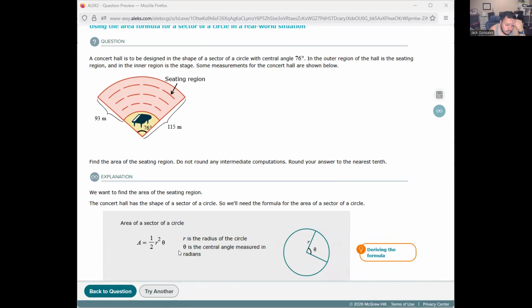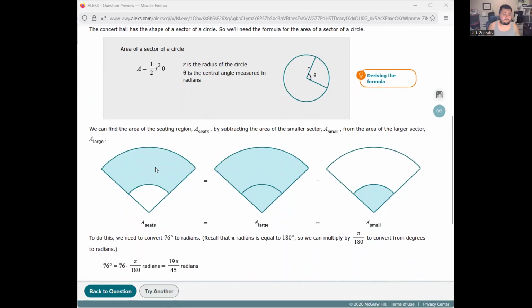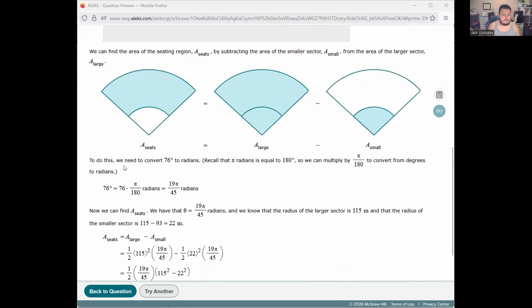But just remember the rule says that theta has to always be in radians. And if it's not, like here, 76, you have to convert it. So let's go over this. There's a formula. All we're doing is plugging stuff into the formula. Nothing crazy. So we need to convert 76 degrees to radians. We just did that a bunch a minute ago. Take the 76 and multiply by the conversion factor. We get this right here. So that's going to be our angle theta.